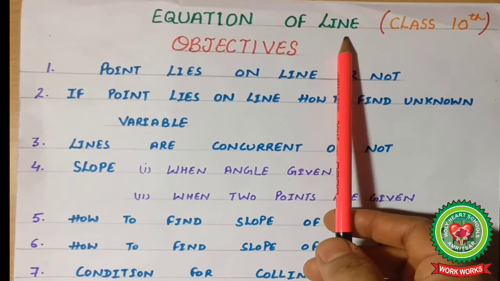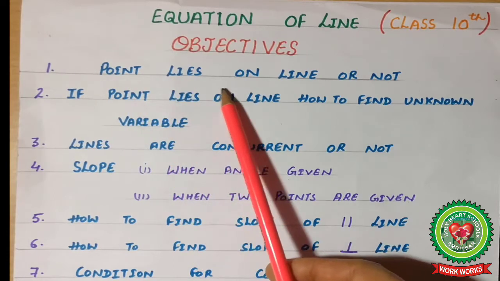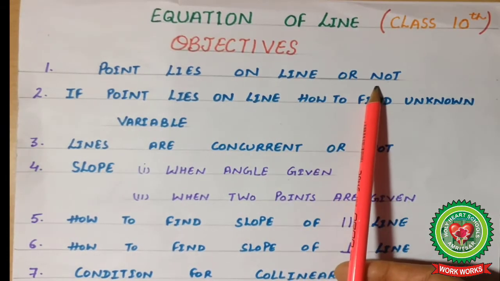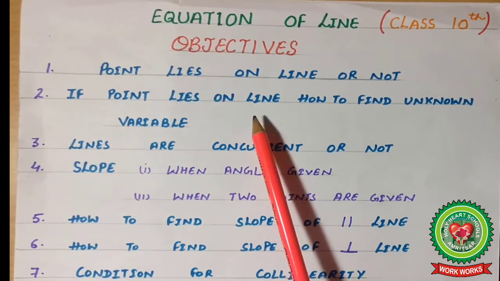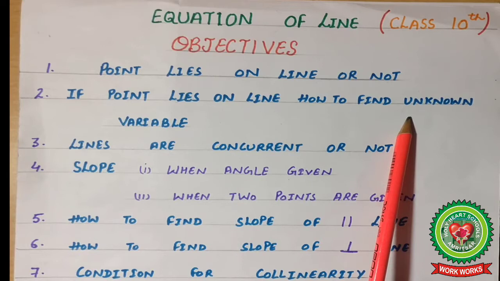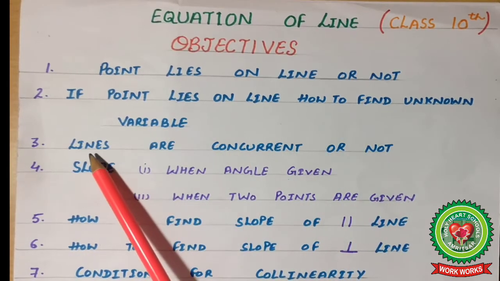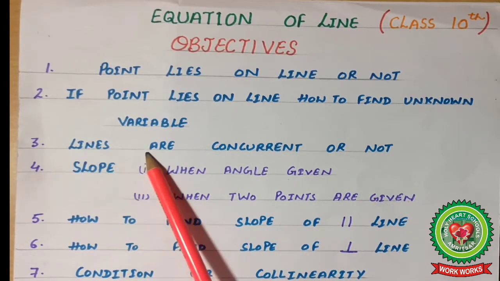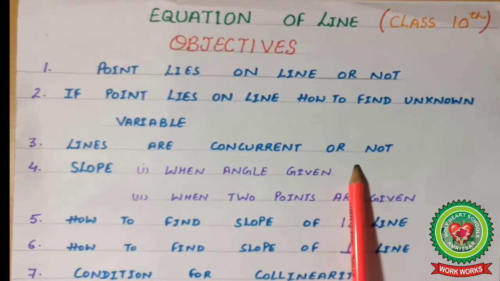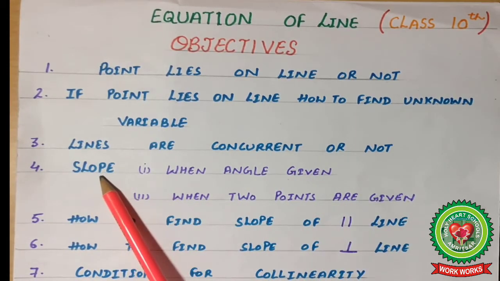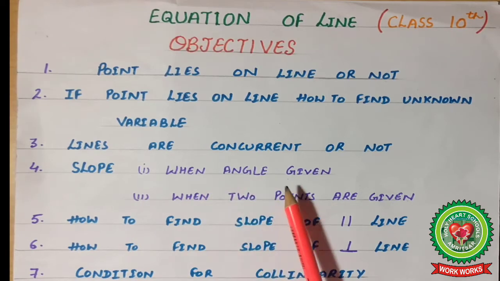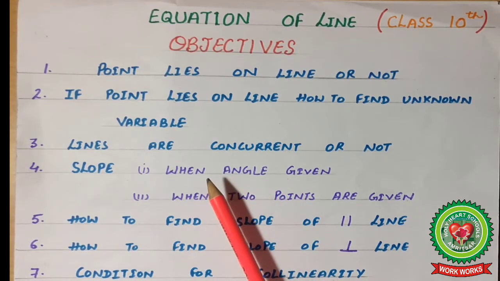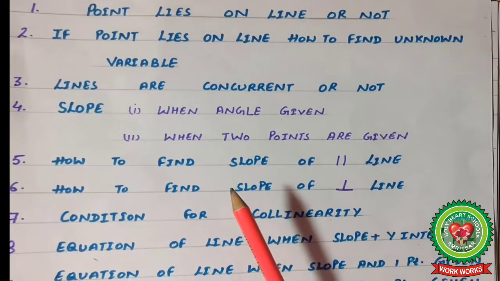In this chapter we have learned whether points lie on the line or not. Then we learned that if a point lies on the line, how we can find the unknown variable. After that we learned whether lines are concurrent or not. Then we learned a new concept, the slope concept: how to find the slope when an angle is given and when 2 points are given.